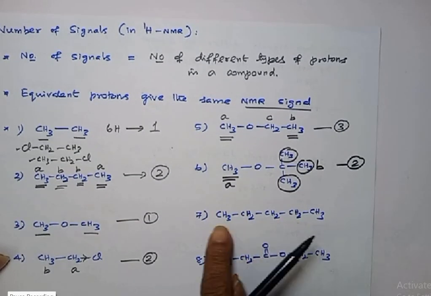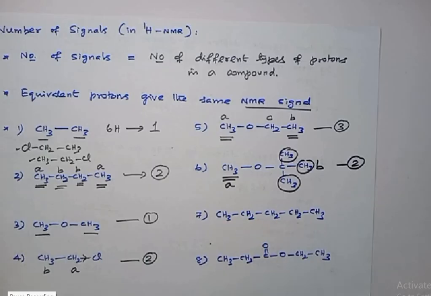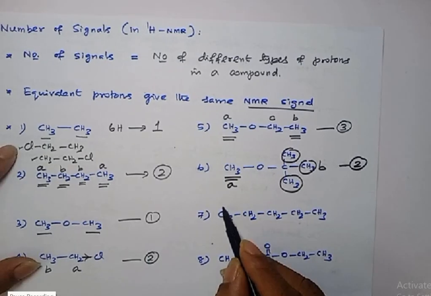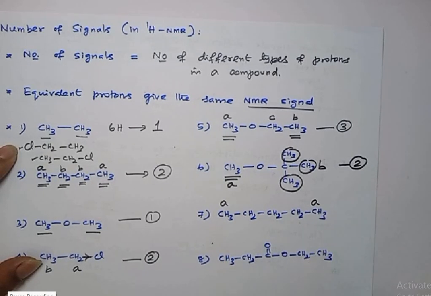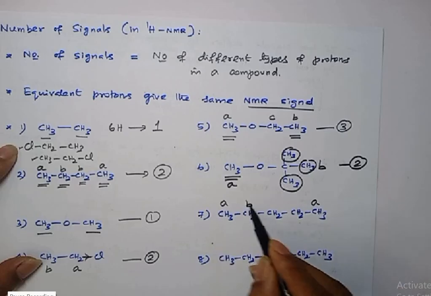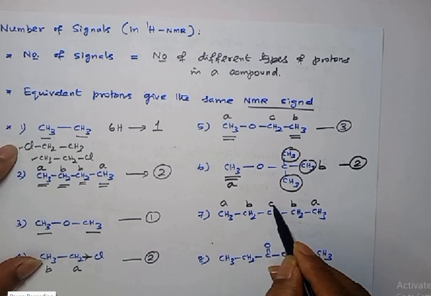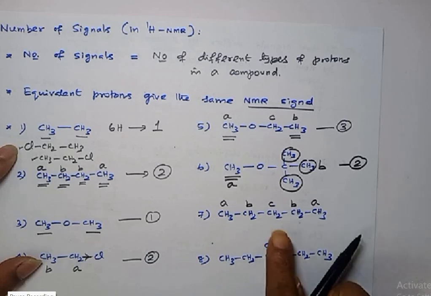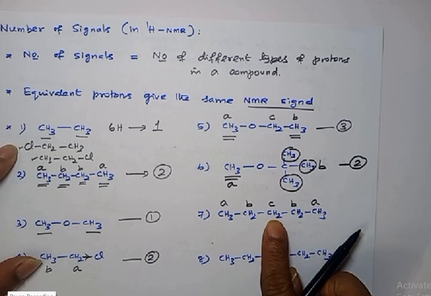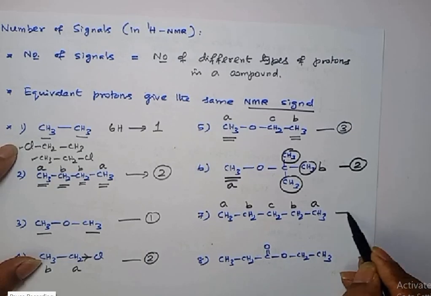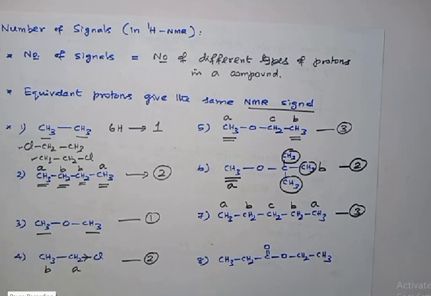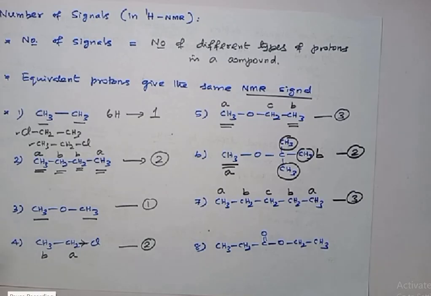Okay. Yes. How many signals do we get for this compound? Anyone? Yes. This methyl and this methyl are equivalent, so we get 1 signal. This CH2 and this CH2 are equivalent, so we get 1 signal. And we get another signal for this CH2. Okay. So for this compound, we get 3 signals. Very good. See, by appearance itself, we can very easily distinguish.